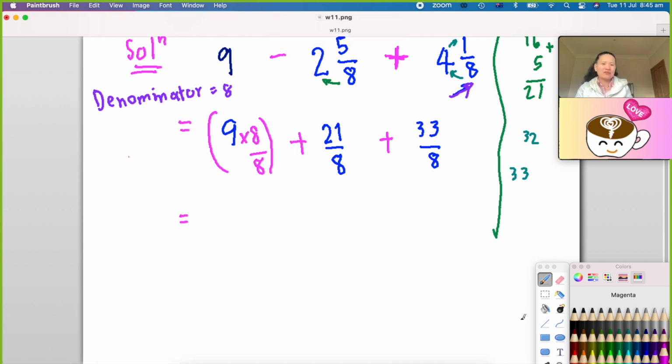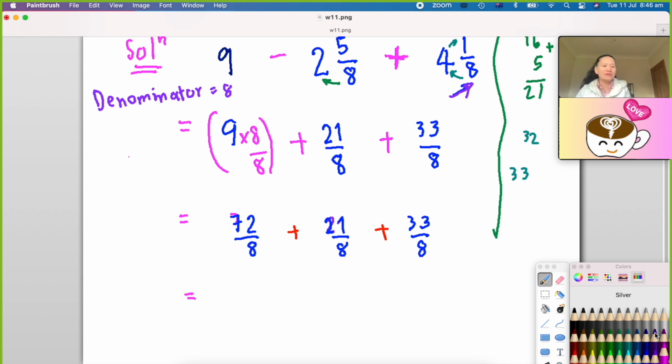So now it's equal. Grace, 9 times 8. What is 9 times 8? 9 multiplied by 8. What is it? 72. Yes, very good. Now we write out 72 over 8. We write plus here and plus. 21 over 8 and 33 over 8.